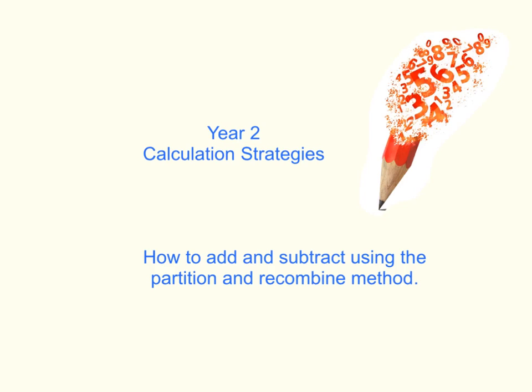This video will show you how to support your child when using the partition and recombine strategy to add and subtract larger numbers. First, take two two-digit numbers. For example, 23 add 34. Make sure the children know the value of each of the digits.